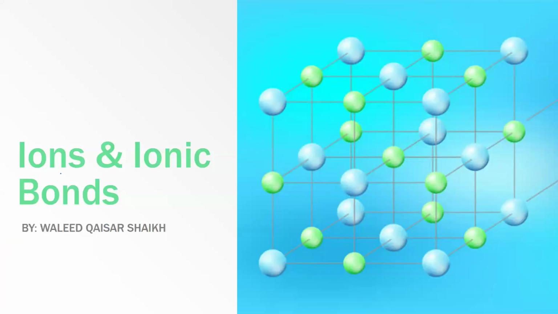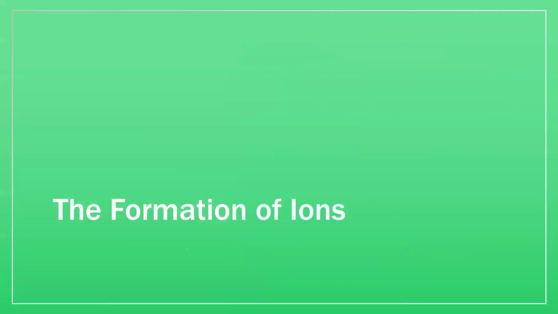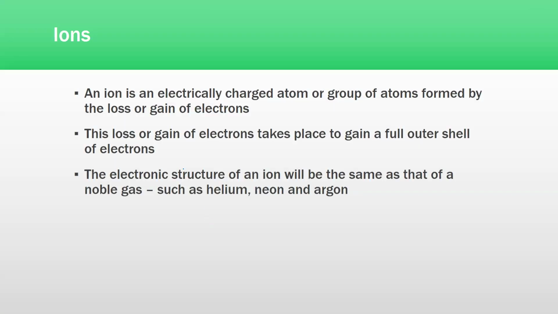So today we'll be starting off with ions and ionic bonds. Yesterday we talked about what ions are. Ions can be positive as well, they can be negative as well. If an atom gains electrons, it becomes a negative ion, and if an atom loses electrons, it becomes a positive ion. So first we'll talk about the formation of ions, that is, how do ions form.